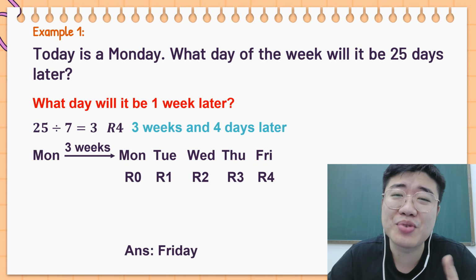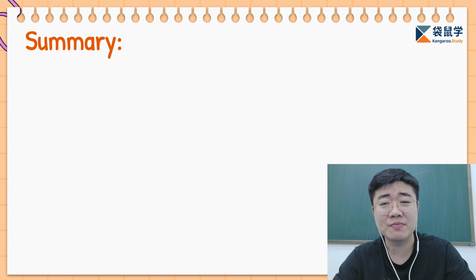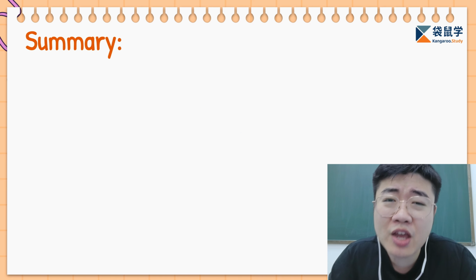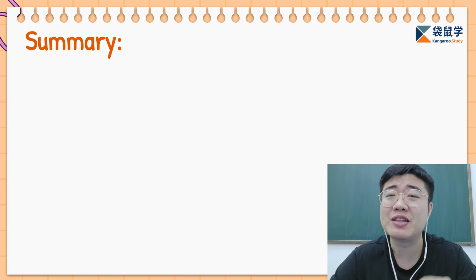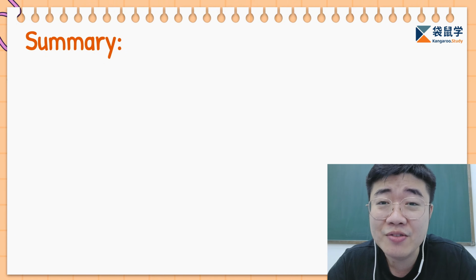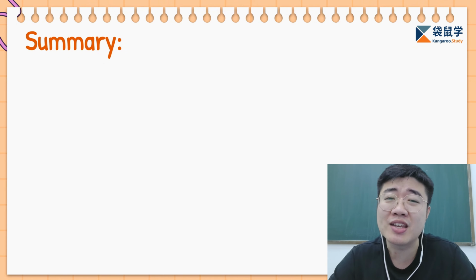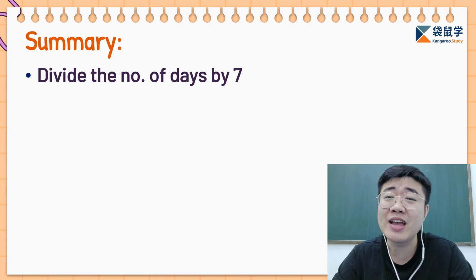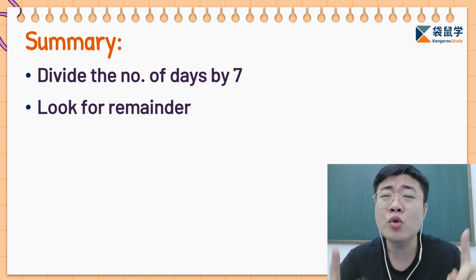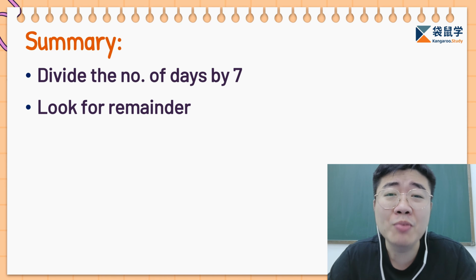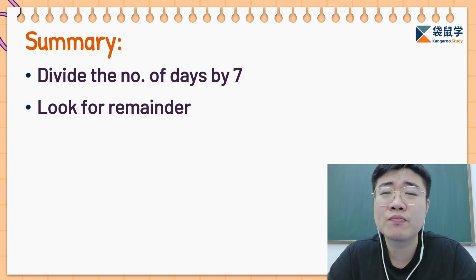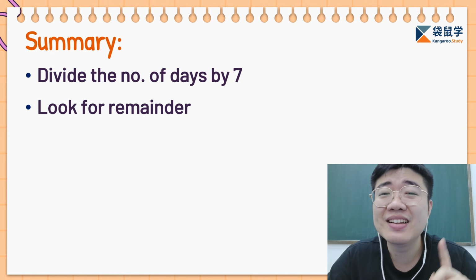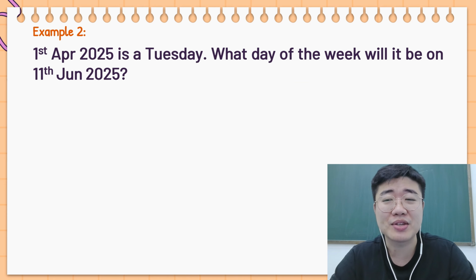Now, let's do a quick summary of what we learned in this question. Because if it's a whole number of weeks later, it will be the same day. So the first thing, we always divide the number of days by 7. Now, after that, we look for the remainder. The remainder will tell us how many days later in the week. Now, after understanding this, let's take a look at the second example question.